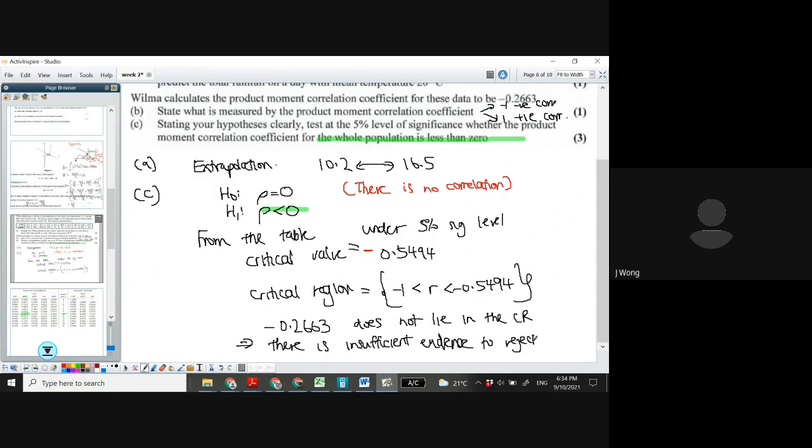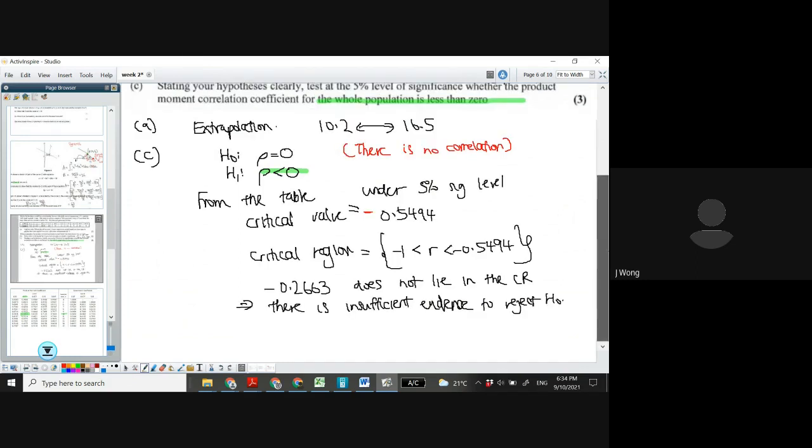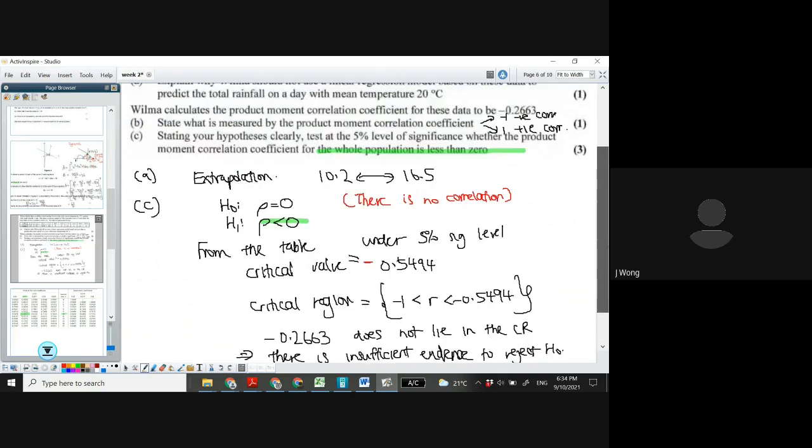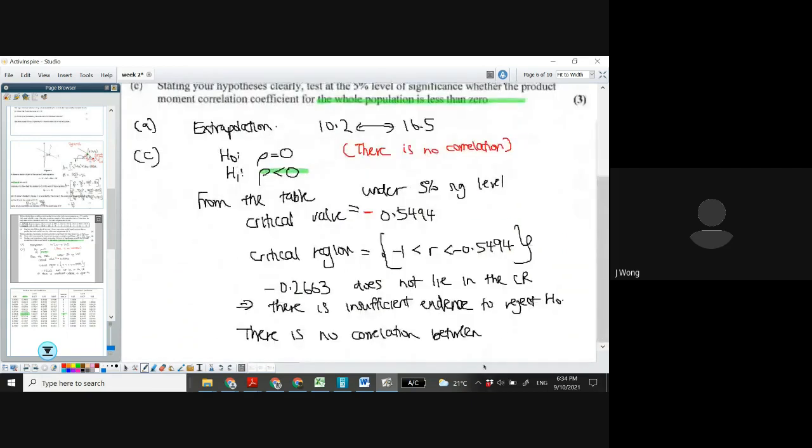And finally, you're just going to write a sentence to conclude in context. So you could say there is no correlation between those two variables, which are the daily mean temperature and the daily mean rainfall. I'm just going to write the letters, but in the exam, you should write the whole phrase, what T and R represent.